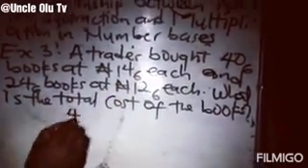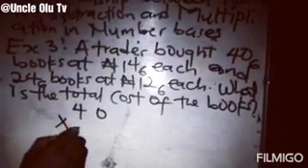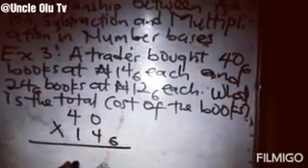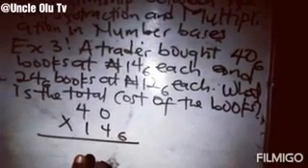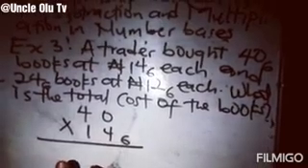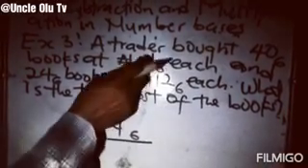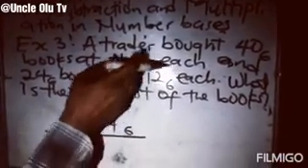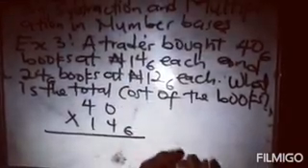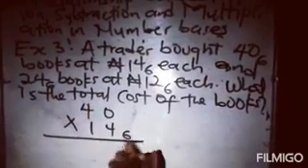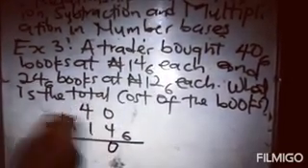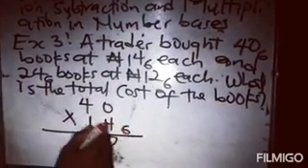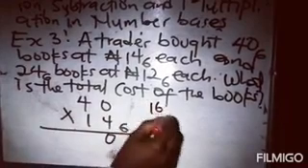That means 40 times 14 in base 6. That's the cost price. You want to know how much the trader used to buy the whole books. If one is 14 naira, that means one is 14 naira. So we want to know how much you used to buy the whole 40 books. That means 4 times 0 is 0. 4 times 4, 16. You cannot write it down like that because 16 is greater than your base. So 16 divided by 6.